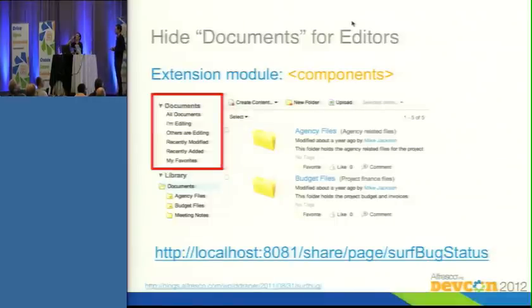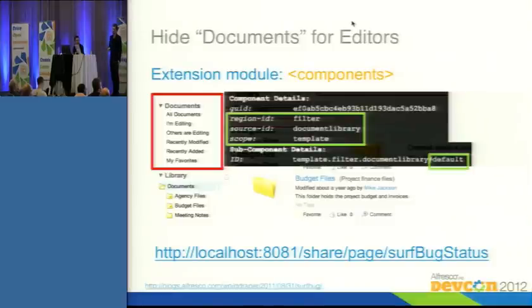To do that, we're going to use the Spring Surf Surf Bug tool, which you can find at the following URL. If you navigate to that URL and enable Surf Bug, you will be able to see all the different components on a page highlighted with a red border. Then you can click on one of the components, which will bring up additional information about that component. And we are particularly interested in four values.